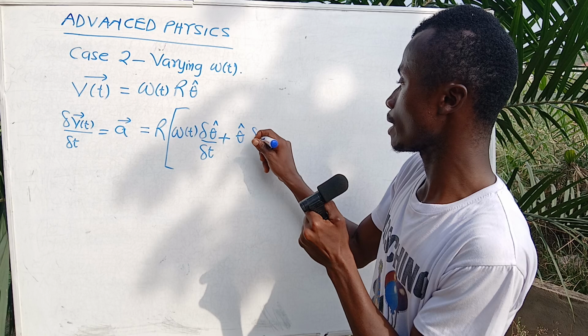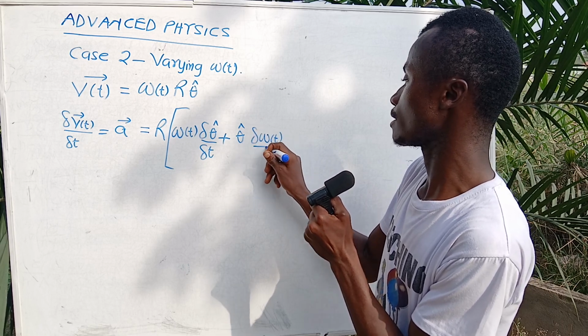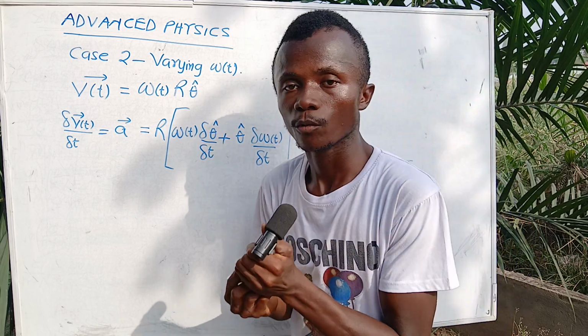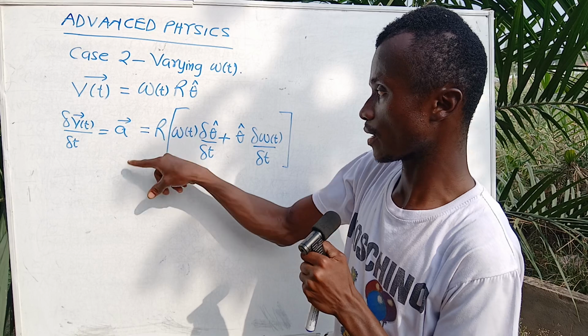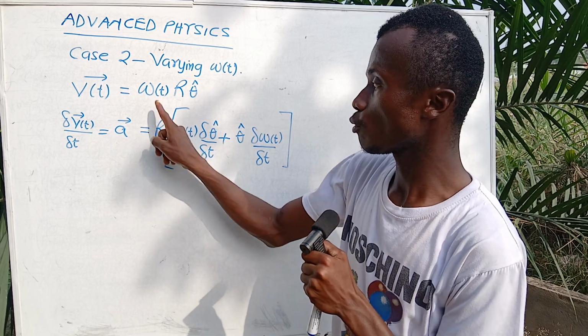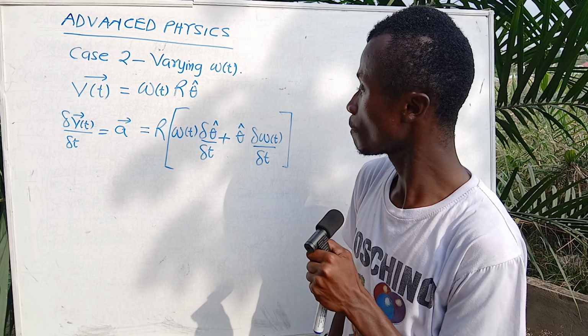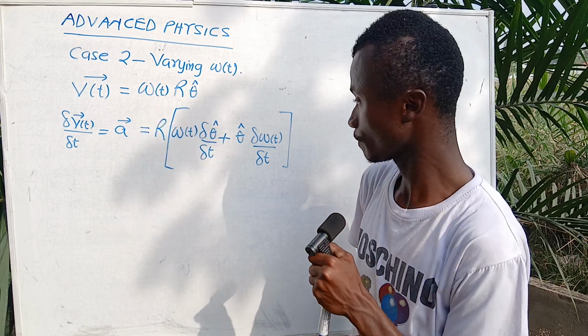Differentiating the omega of t dt. We are able to do this from the chain rule. The constant r is factorized. Maintain omega of t, differentiate theta roof, which is a function of time, plus maintain theta roof, differentiate the omega of t.